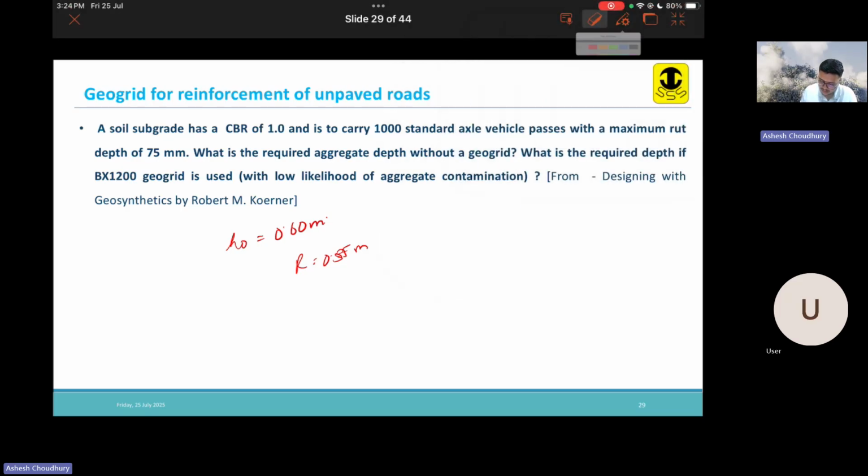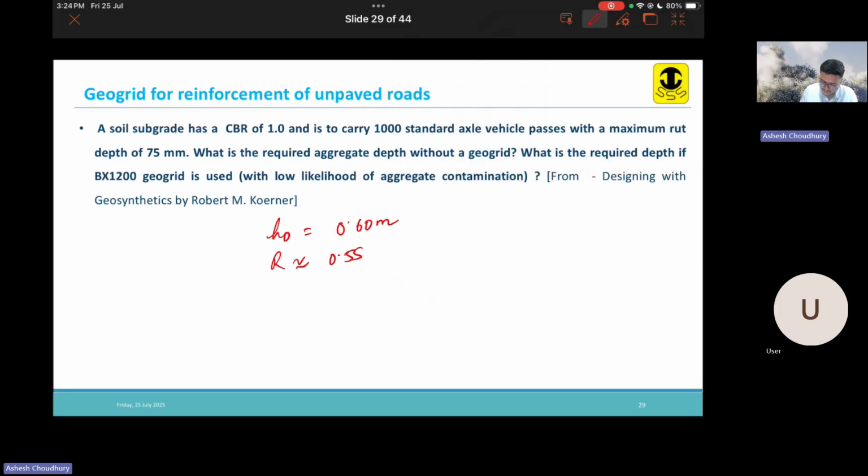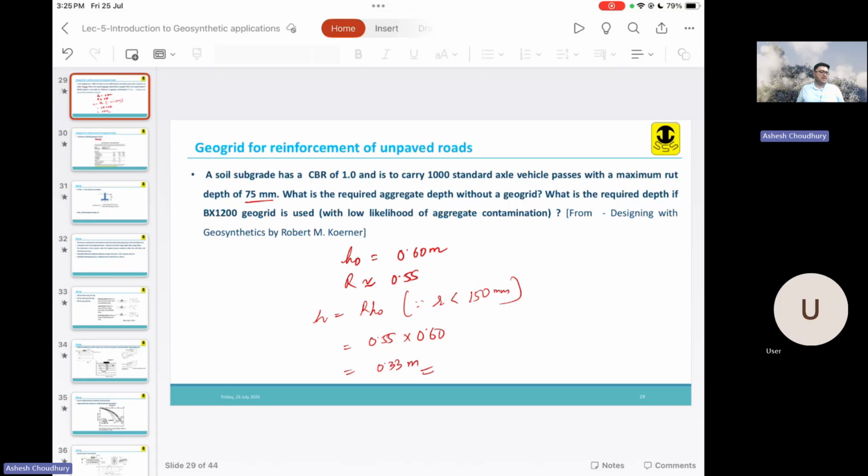Whenever you do it, H naught is 0.60 meter and R is approximately 0.55. Not meter, no units. So H is R times H naught, since R is less than 150 mm. Okay, 75 mm depth, so less than 150 mm. So 0.55 and 0.60. Okay, that's directly on the chart you have to do.